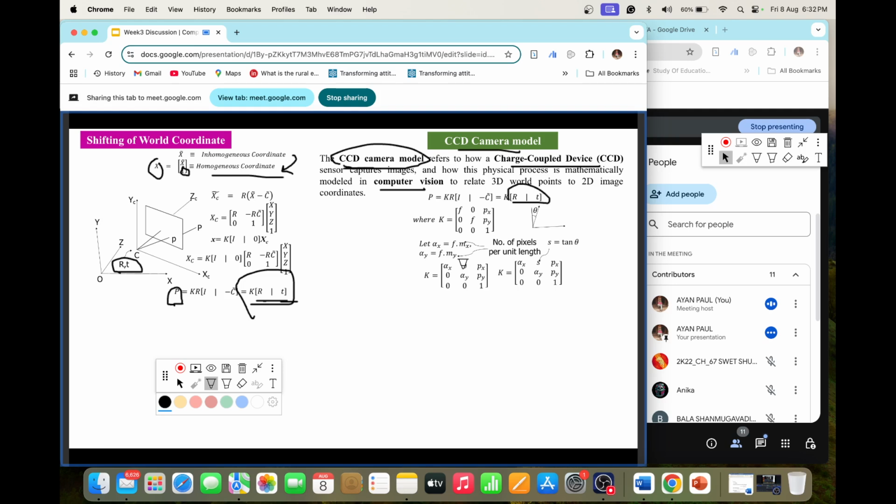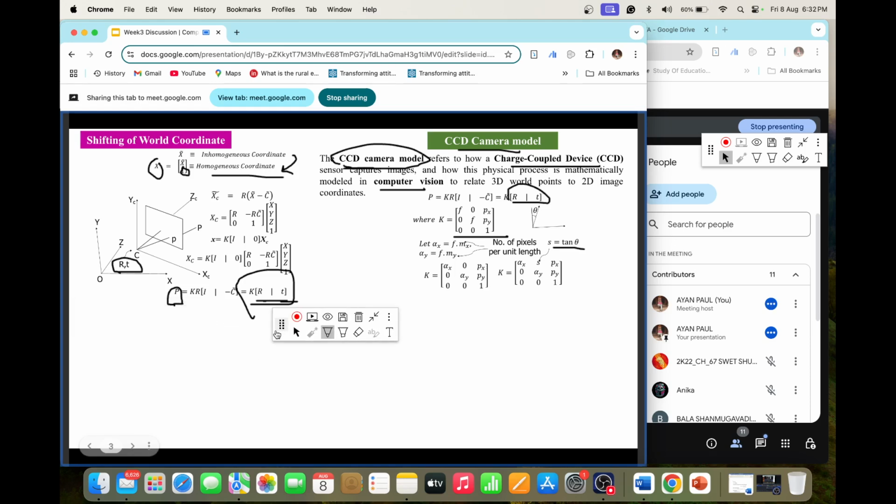Another change, this position earlier was 0, but now in this position we will have s equals tan theta. That means our sensor is not parallel, but is at some angle theta. That is why we also introduce s here. So earlier this was our calibration matrix, and now our calibration matrix changes to this in the case of our CCD camera model. So this is the only thing.